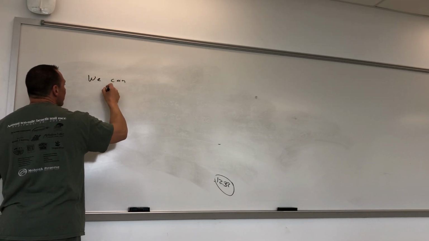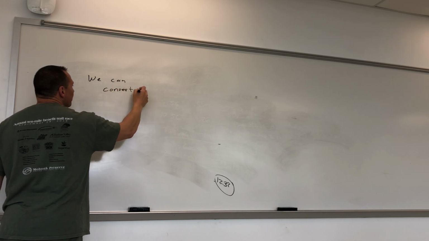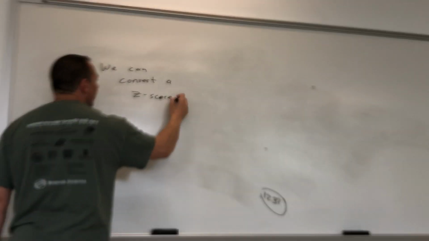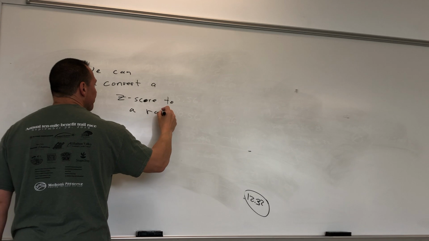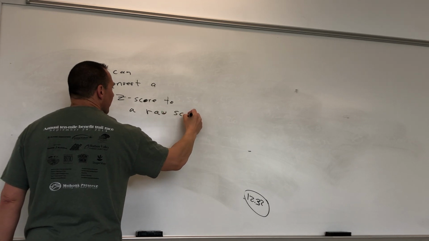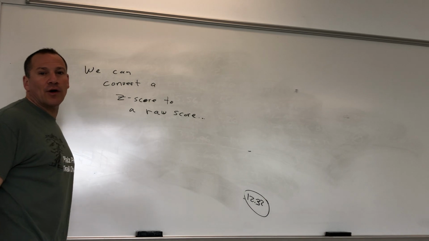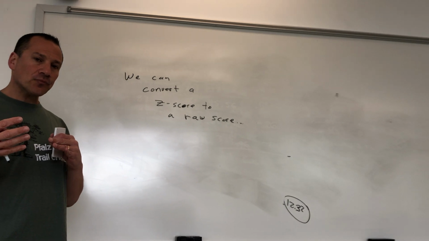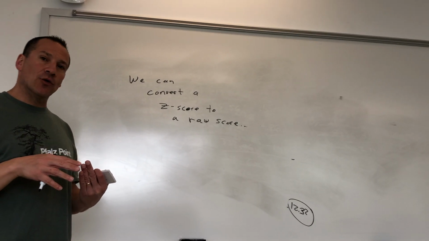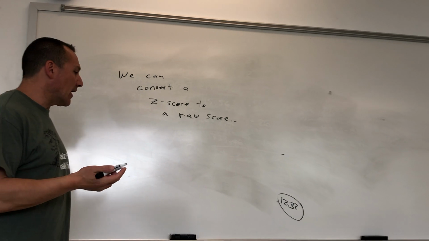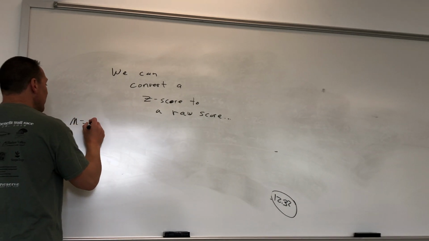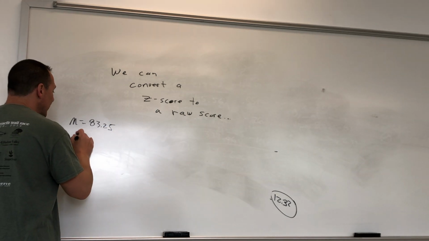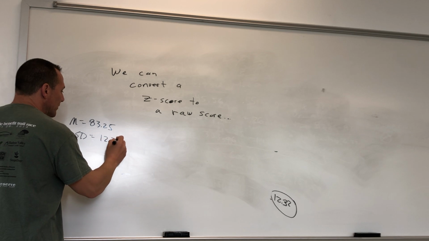We can convert a z-score to a raw score. Okay, so far we've done examples where we take a raw score and we convert that to a z-score. We can go the other way. We can take a z-score and figure out what a raw score is. Okay, so for that last example, the mean was 83.25, and the standard deviation was 12.32.